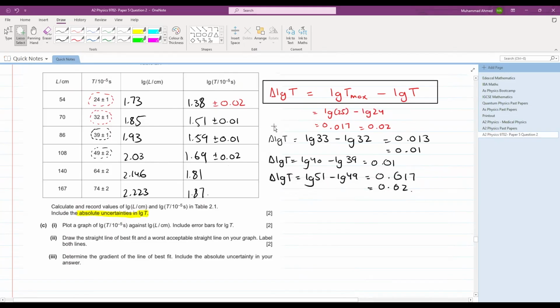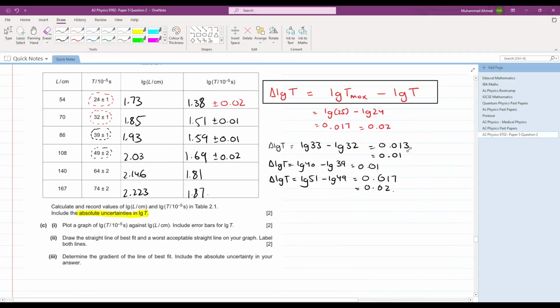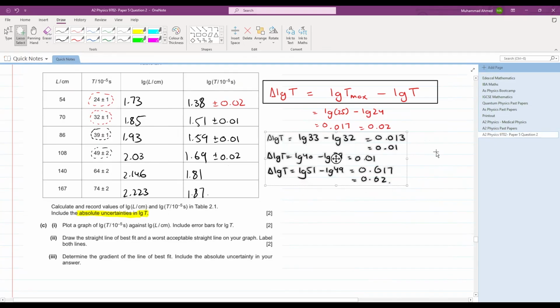And let's decrease the size of all of them. Like this. Perfect. Let's do it for the fourth row. Absolute uncertainty in LGT is equal to what? LG 64 plus 2. What will be 64 plus 2? 66. 66 minus the normal value of LG, that is LG 64. What will your answer come out to be?